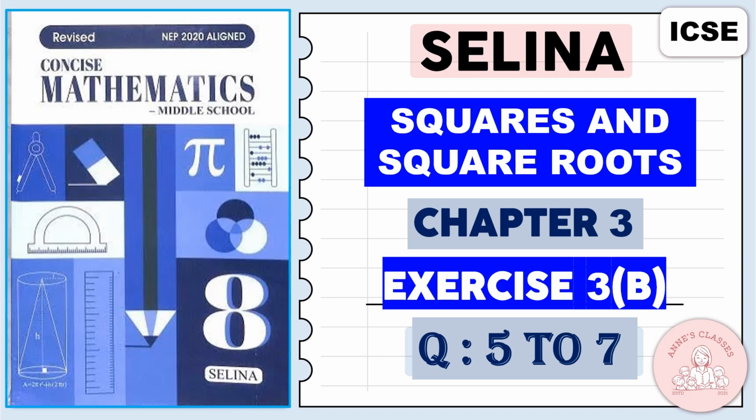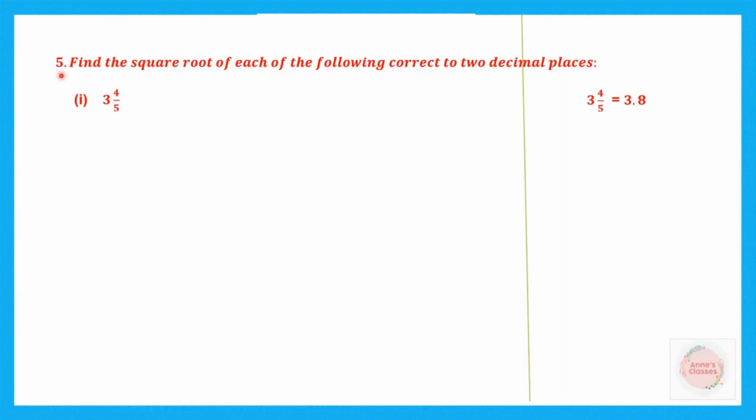Let's do squares and square roots, chapter 3, exercise 3b. We are doing question 5. Find the square root of each of the following correct to two decimal places. Now we did similar questions in our previous video and previous questions of the same exercise. Here, question 1 is a mixed number.